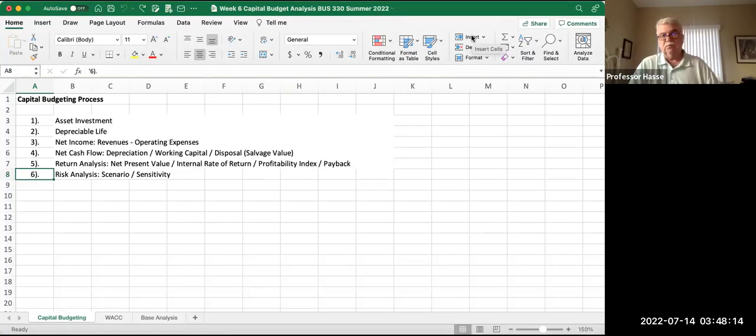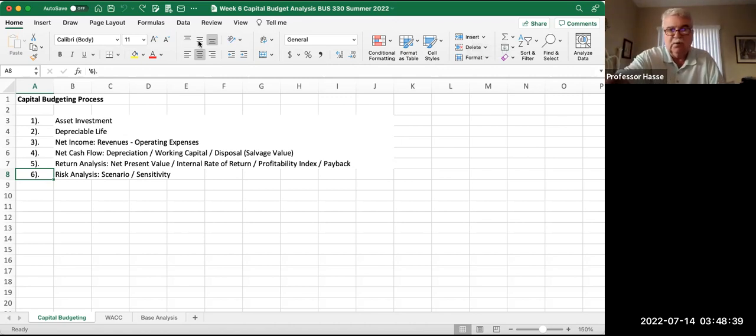Okay, here's that review spreadsheet file, and this will be very helpful to you in reviewing our work for week 6 and assignment number 3. We're looking at the capital budget process. Remember last week we talked about net present value and the return analysis, and we talked about calculating the cash flow. Now we're going to put all that together into one little problem to determine capital investment.